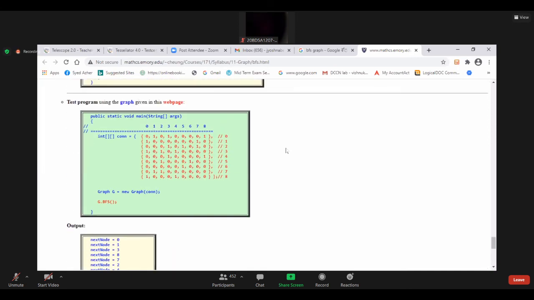Look at the diagram. This is the adjacency matrix representation, where there are zeros and ones. I already told you: when there is a direct connection, we mark it as 1. When there is no direct connection, we mark it as 0.